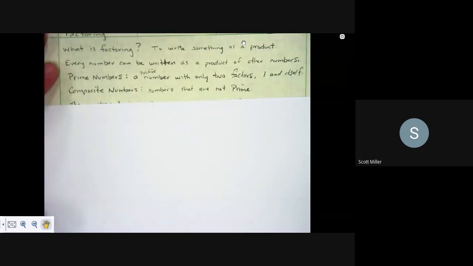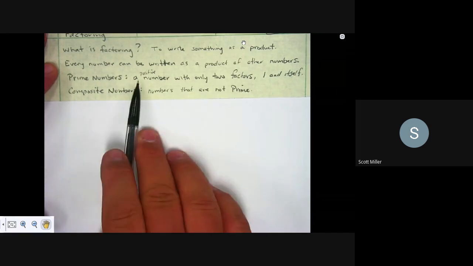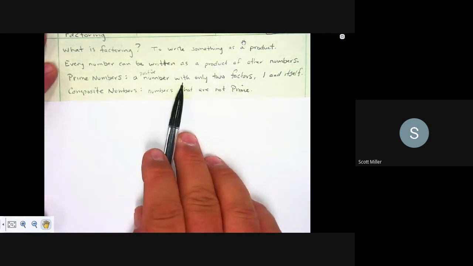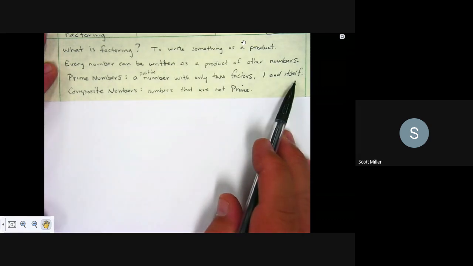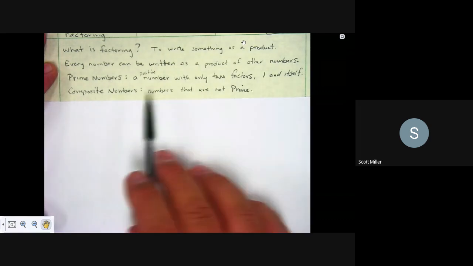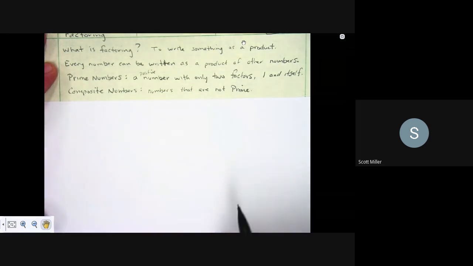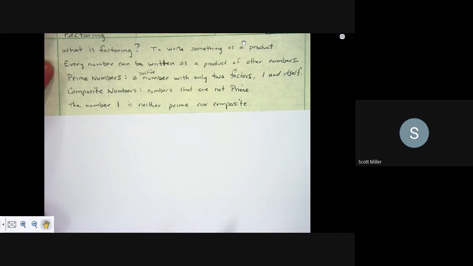Prime numbers. It's a positive number with only two factors, the number 1 and itself. Numbers that are not prime are called composite. That's what we're going to work with. The number 1 is neither a prime nor a composite. It's unique.